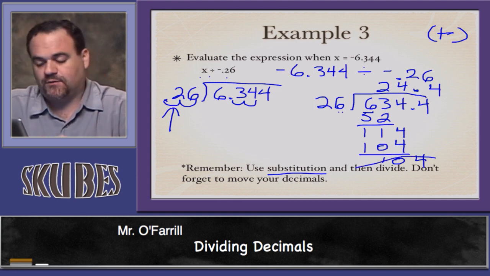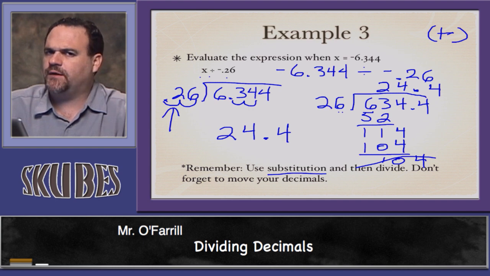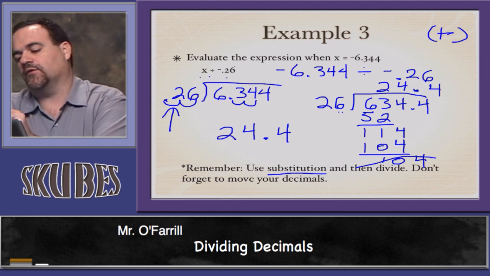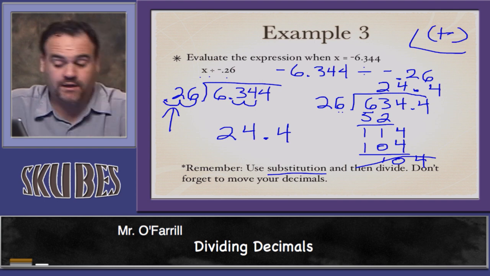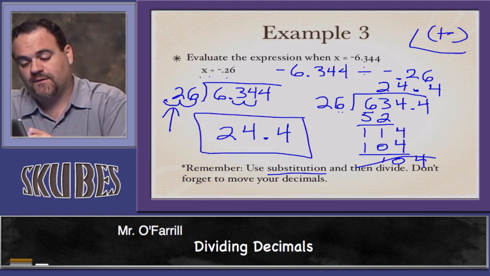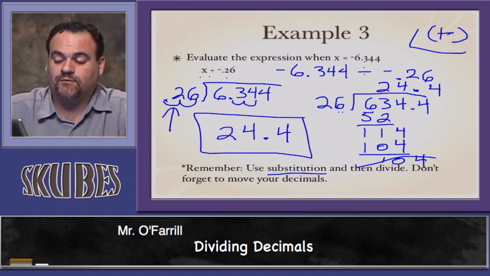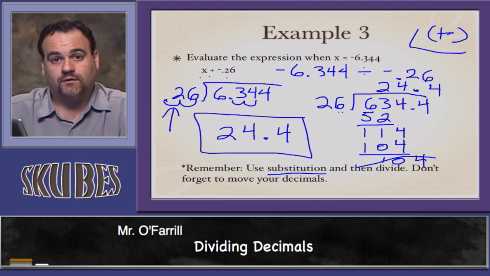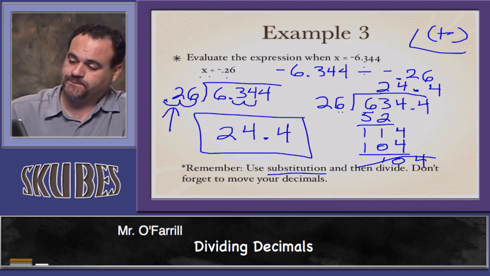We're all done. So the answer I'm getting is 24. There's the decimal point. 0.4. What's our sign going to be? We already looked at it up here. It's a positive 24.4. So we don't need to do anything else to it. This is the final answer. 24.4 is the answer you get when you divide negative 6.344 divided by negative 0.26.